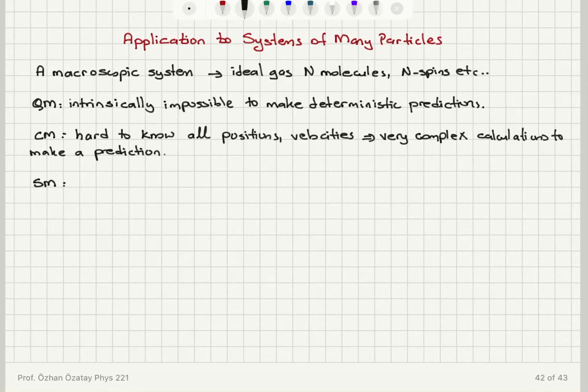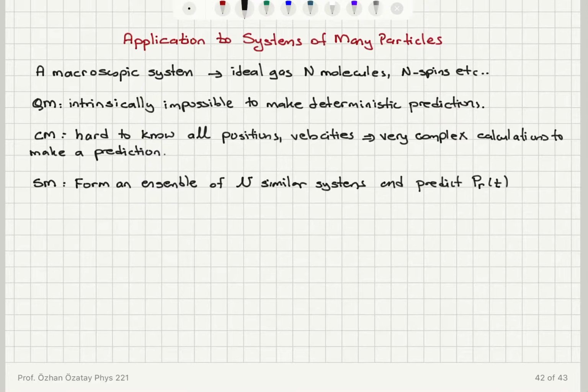tells us you can form an ensemble. That's the recipe that's given to us. You can form an ensemble of n similar systems and predict the probability of a certain outcome R at time t.